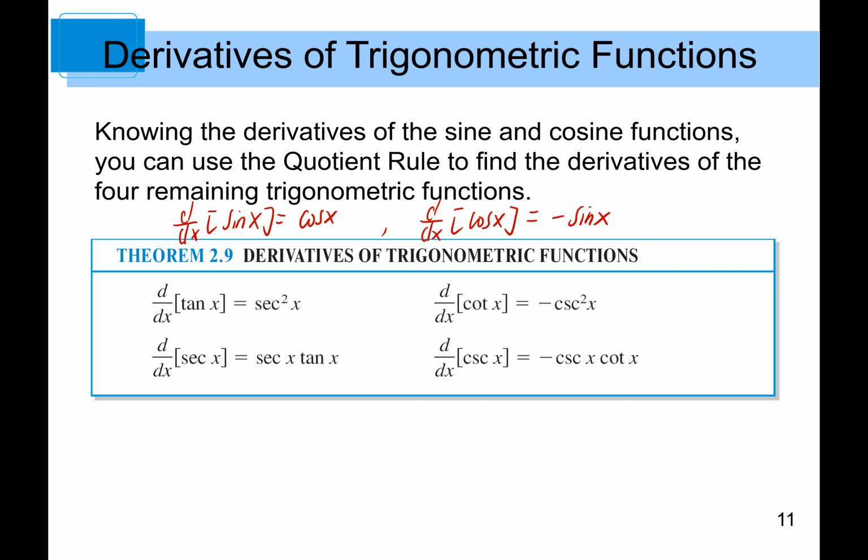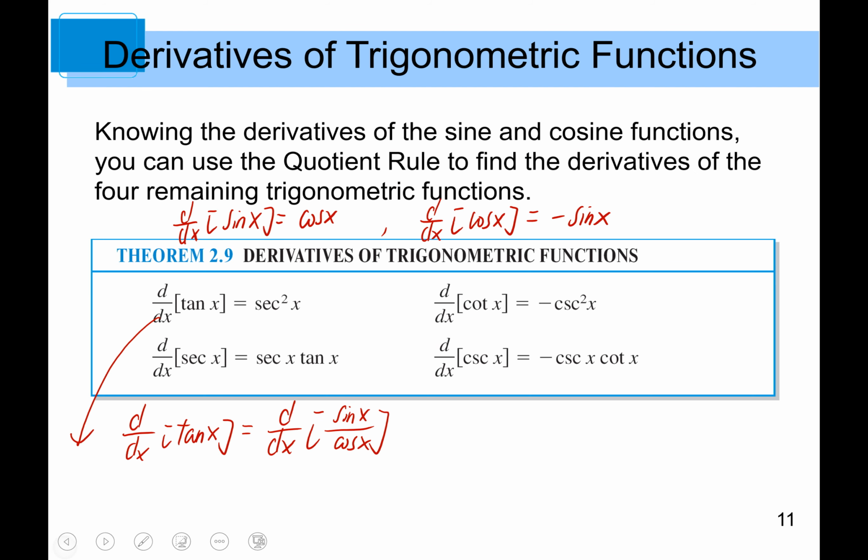Okay, so the derivative of tangent x. I'm going to prove one of them. Let's see, the derivative of tangent x. We can write tangent x as sine x over cosine x. Now f is sine x, g is cosine x. So f prime, the derivative of sine x, is cosine x, and g is cosine x, whose derivative is negative sine x.